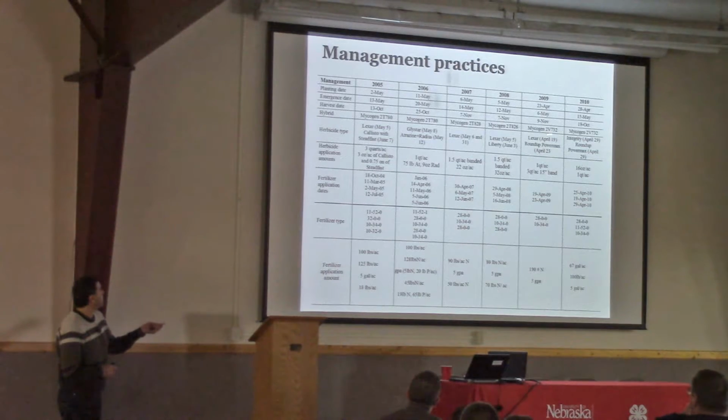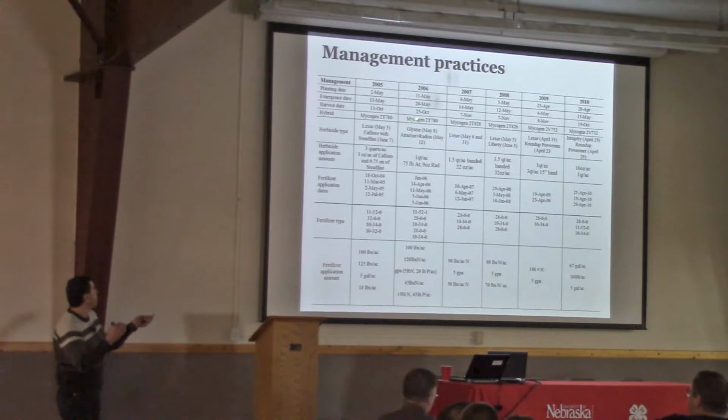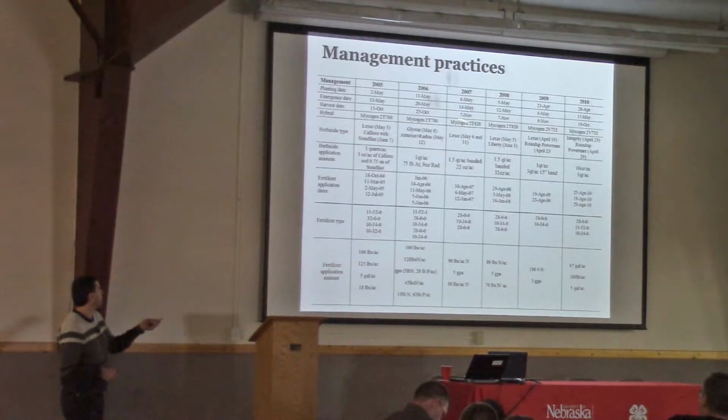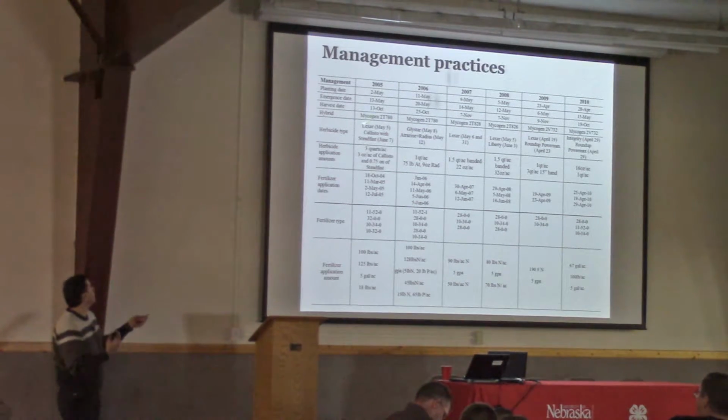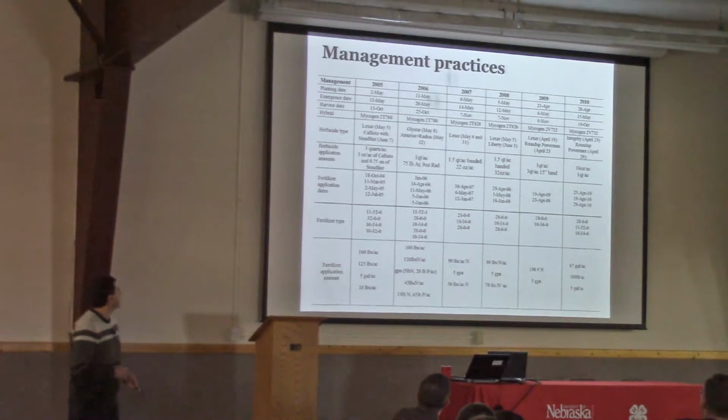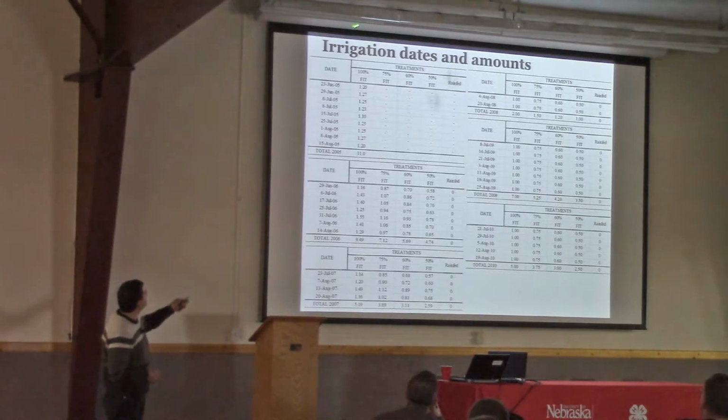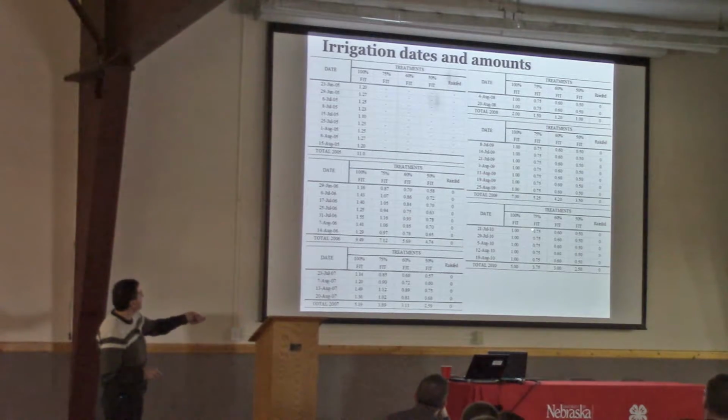These are the hybrids, and I try to keep the same hybrid or at least the same genetic background across the years so that we can have consistency. We use Mycogen in this research, 2T780, and then a similar parent for the rest of the research years. Then herbicide, insecticide, pesticide, fertilizer type, amount, and this is 2005, 6, 7, 8, 9, 10.